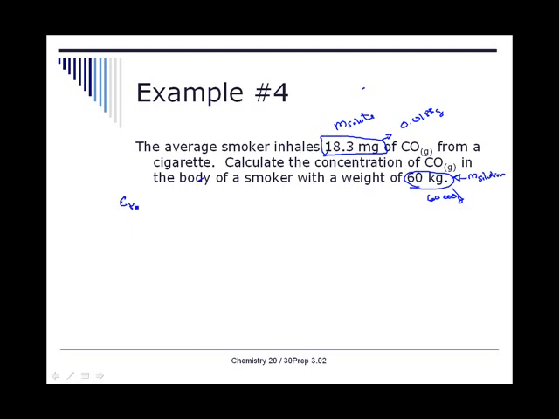So concentration in parts per million is going to be mass of solute over mass of solution times 10 to the 6th, and this is going to give us our parts per million. The mass of the solute, make sure we write it down in grams, so 0.0183 grams divided by 60,000 grams times 10 to the 6th.